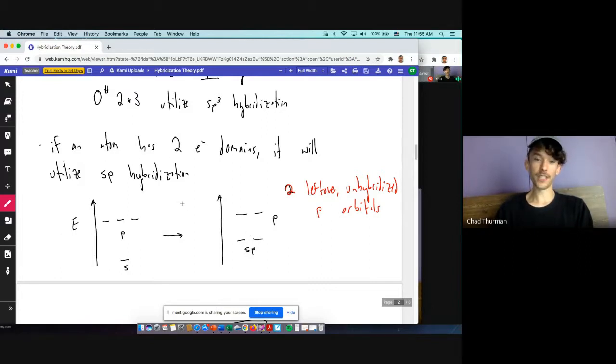So really, the moral of the story, my friends, is that if you know how many electron domains an atom has, you know what kind of hybridization it's going to use. And it's really that simple. Every single bond is a sigma bond. Every double bond is 1 sigma and 1 pi. Every triple bond is 1 sigma and 2 pi.